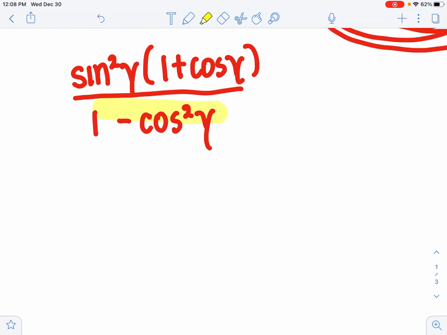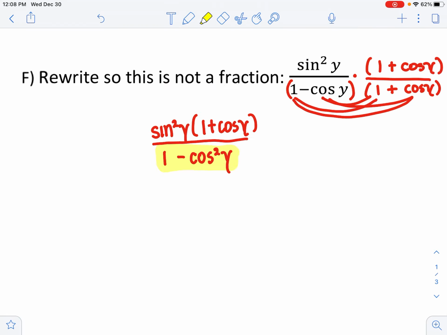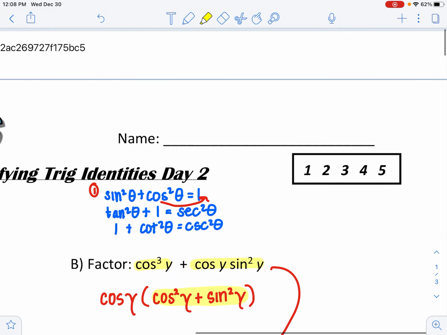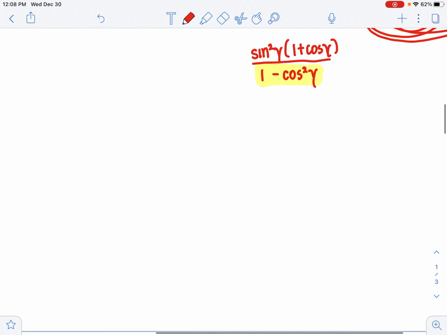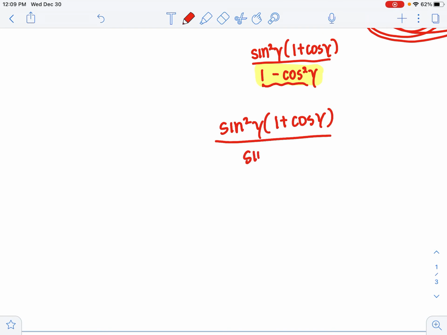And now I'm going to say, okay, what can I do now? So now I have 1 minus cosine squared of gamma. What can I change that to? We just talked about that. If I get this cosine squared over here, that's equivalent to sine squared. So I can change this to sine squared. So I have sine squared of gamma times 1 plus cosine of gamma over sine squared of gamma. The sine squareds cancel out, and I'm just left with 1 plus cosine of gamma.